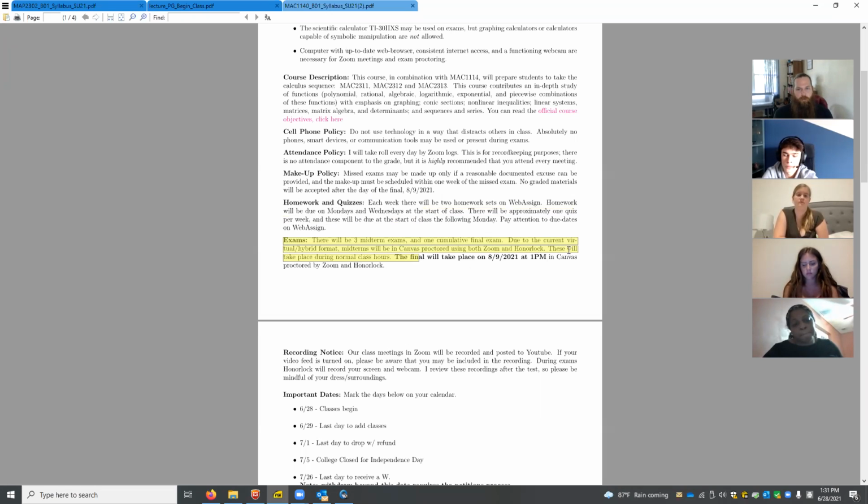Exams, 3 midterms, 1 final. Because we're doing everything online right now, I have to proctor remotely. And the way we're going to do that is through a combination of Zoom and HonorLock. So the exams are going to be in Canvas. They're structured as Canvas quizzes. And you will need to go through the HonorLock process to get into those exams. HonorLock will record your screen and your computer's webcam.